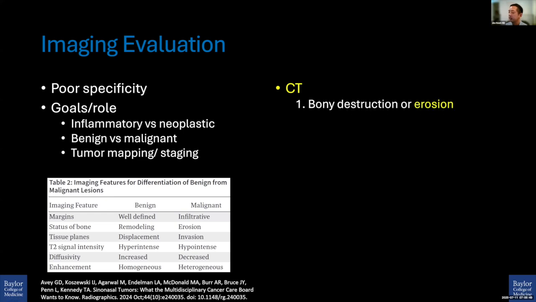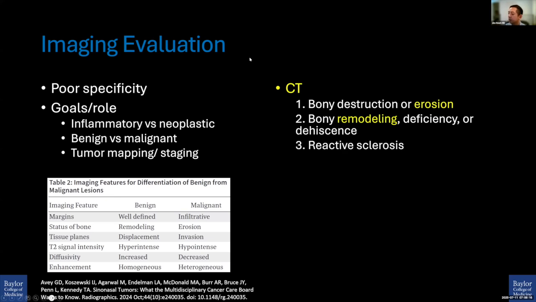So on CT, imaging patterns that I'm definitely going to look for are going to be bony destruction or erosion, versus bony remodeling, deficiency or dehiscence. Whereas with bony destruction or erosion, you're going to think more of an aggressive malignant process, and with bony remodeling or deficiency, you're thinking something long-standing and more of a benign process. Other patterns I look for are reactive sclerosis and also new bone formation.